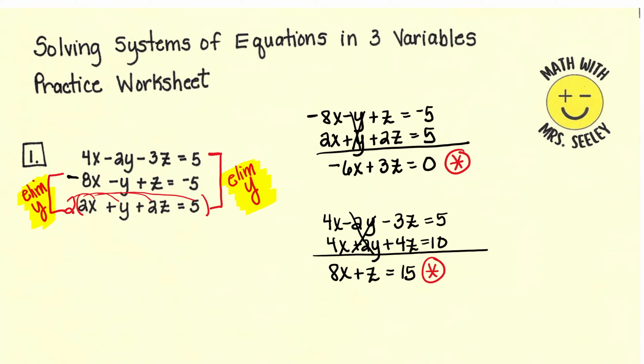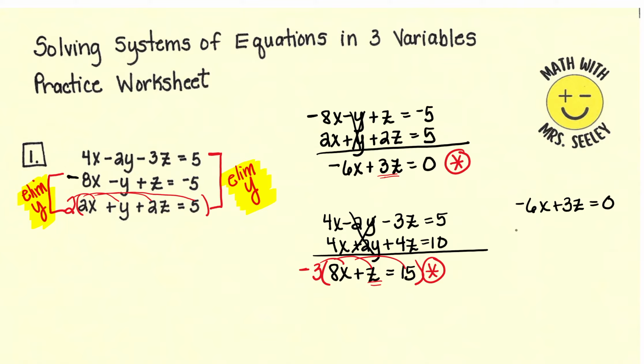Once you have the 2 star equations, you have to eliminate a variable. Your choice. I believe the z's would be the easiest thing to eliminate. So let's do that. Let's multiply this by a negative 3 because that's what it's going to take to knock out that positive 3. So we will distribute that through. Keep this star equation just like it is. Negative 6x plus 3z is equal to 0.